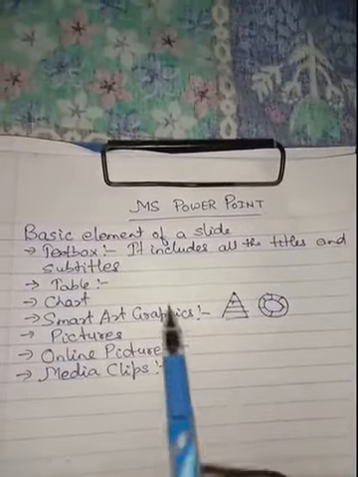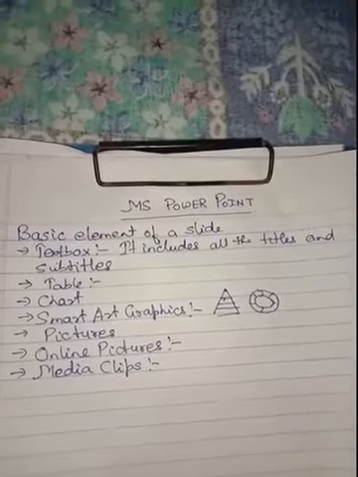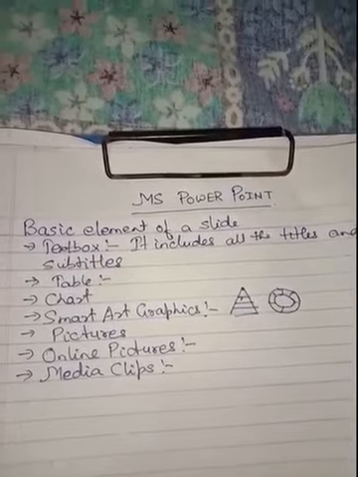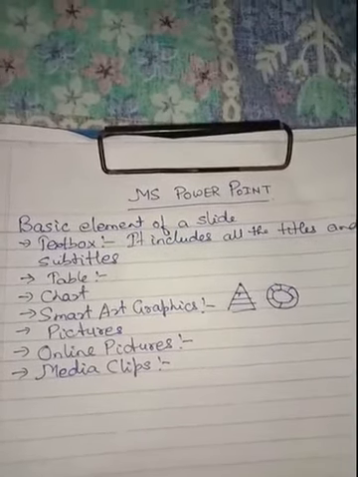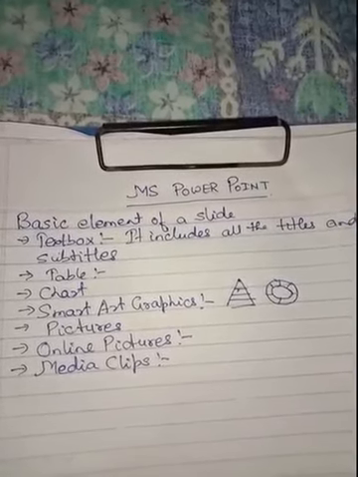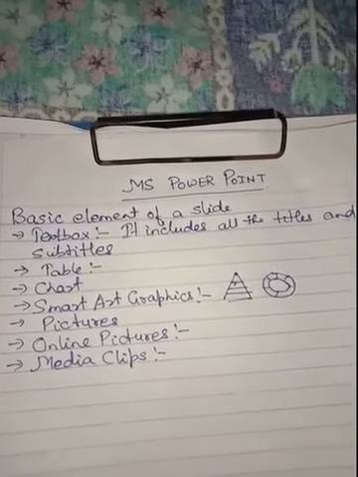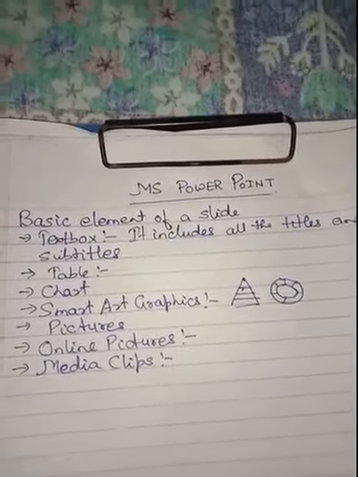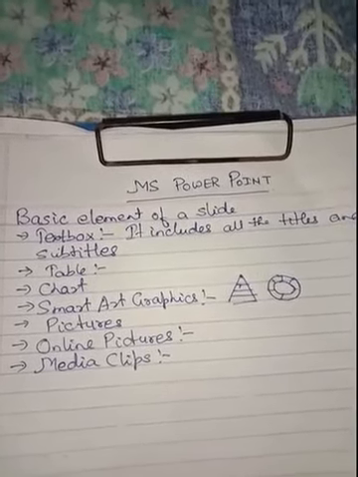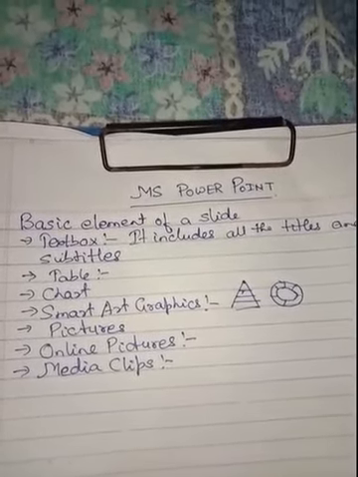So the basic elements of a slide are, first of all, the text box, which includes the titles, the subtitles, etc. Next we have the table, in which we enter the data in the form of rows and columns. Next, the chart, in which we can present the data that is in the table in a graphical manner. Next, SmartArt graphics like pyramid, cycle, etc. We can insert pictures in our slide. If the picture is not present, then with the help of the internet we can download it into our slides. And next we have media clips, where we can insert movies, videos and other types of clips in our slides.